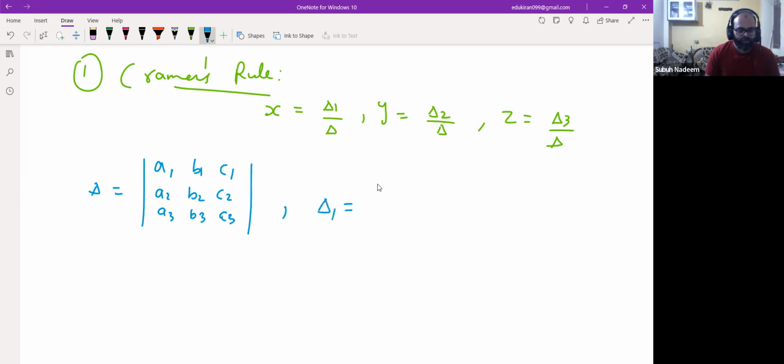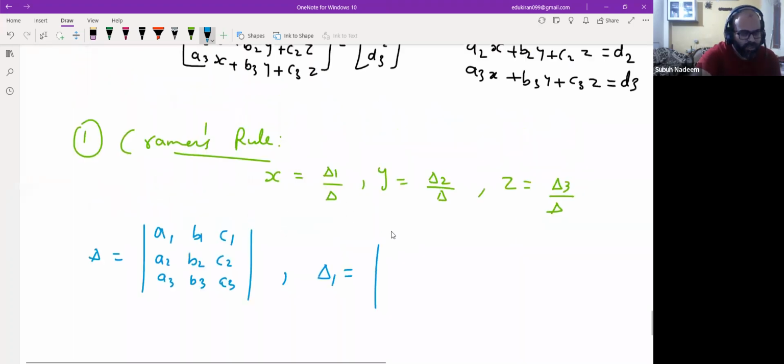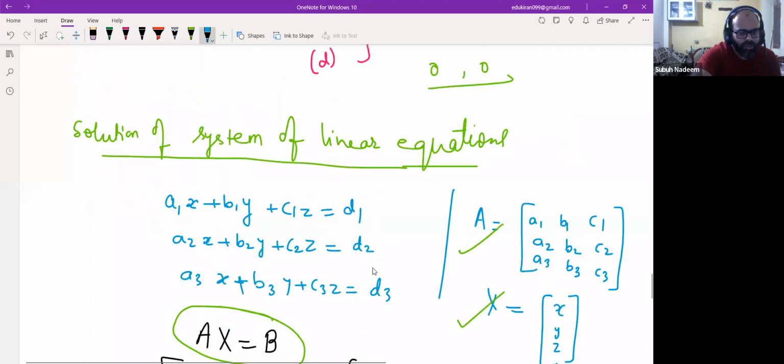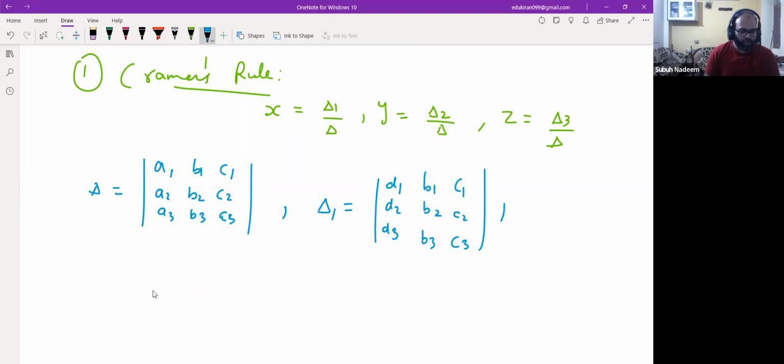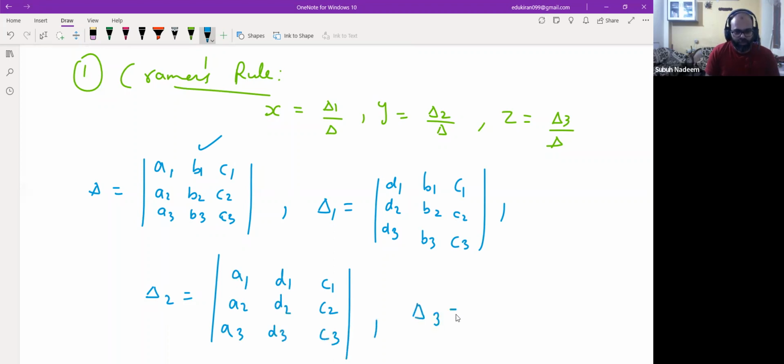When we take delta 1, the first column, which is a1, a2, a3, is replaced with d1, d2, d3, and b1, b2, b3 and c1, c2, c3 remain. Then delta 2 is where the second column is replaced with d1, d2, d3, while a1, a2, a3 and c1, c2, c3 remain as they are. And delta 3 is where the third column is replaced with d1, d2, d3.